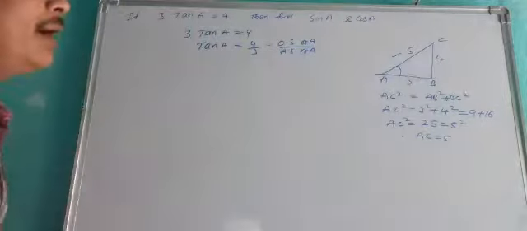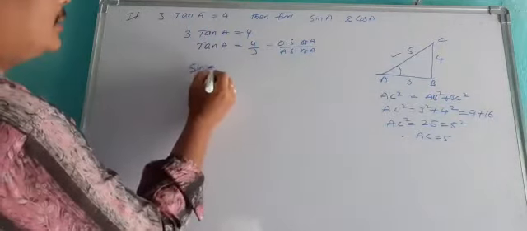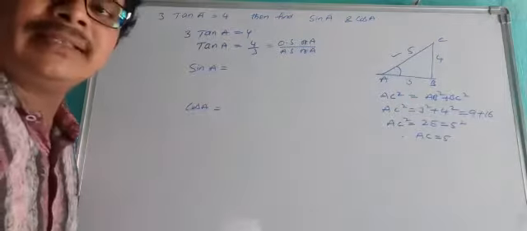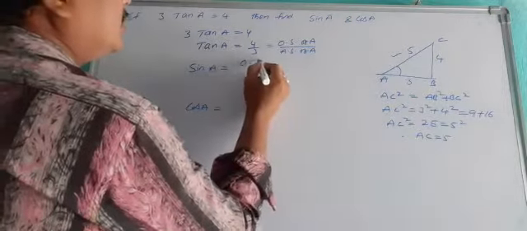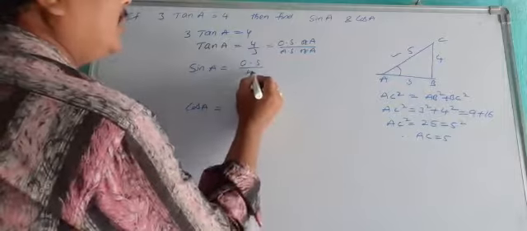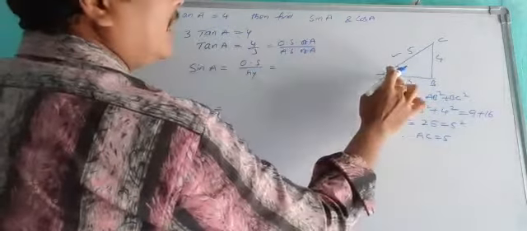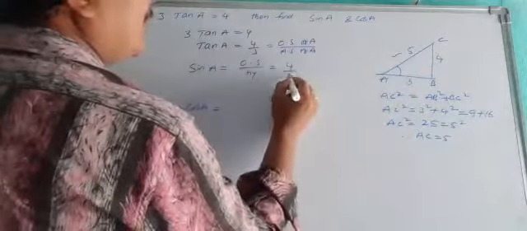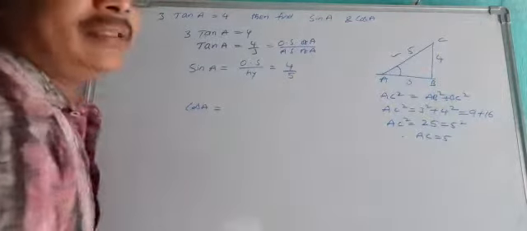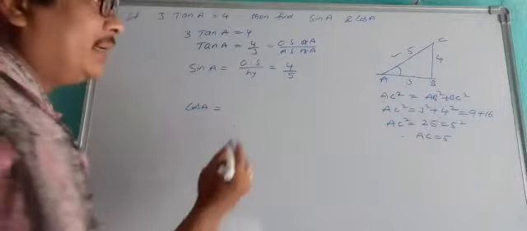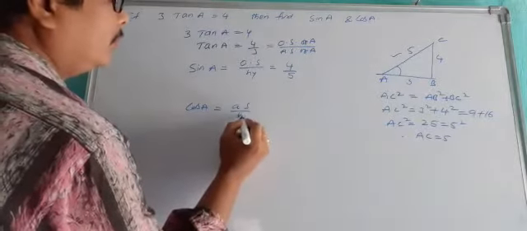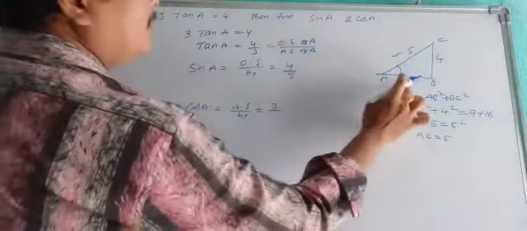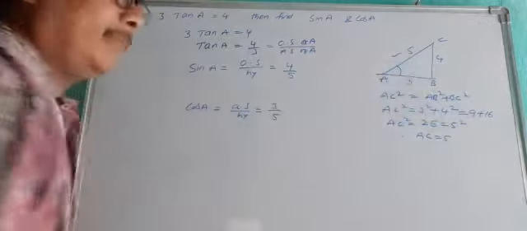Now you have to find sin A and cos A. Sin A means what? That is opposite side by hypotenuse. So what is the opposite side of A? That is 4, by hypotenuse, which is 5. Cos A means what? Adjacent side by hypotenuse. So what is the adjacent side? That is 3. Adjacent side by hypotenuse 5. Okay.